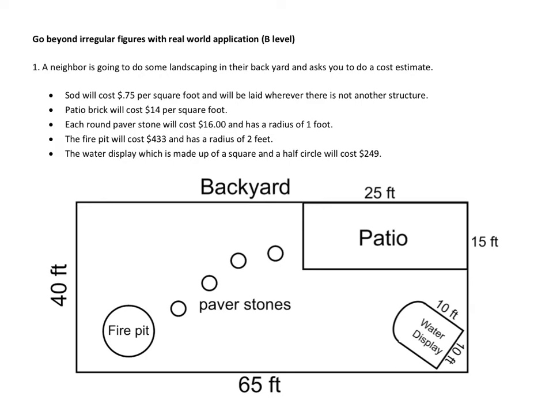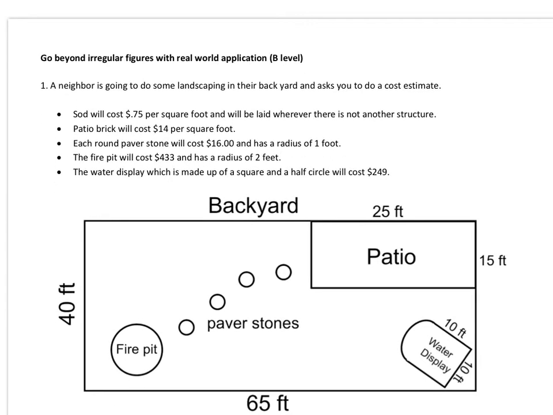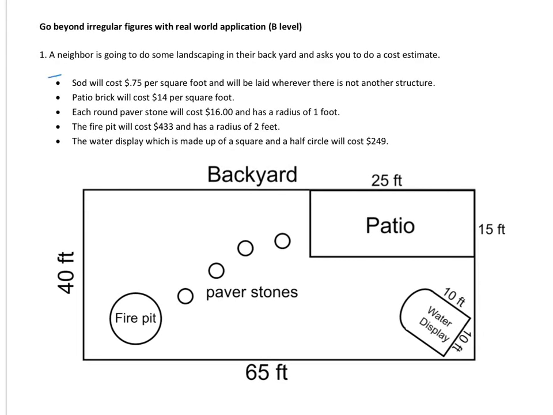Okay, so our second B-level video, this one is kind of a real world situation here. So we've got this backyard and all these different things we want to put in it. So take a minute, maybe pause this, read through these 5 bullet points here and see what we're doing here with all the costs and everything.